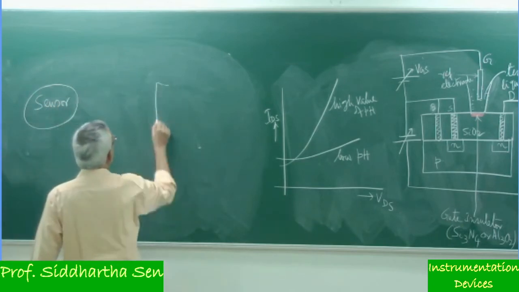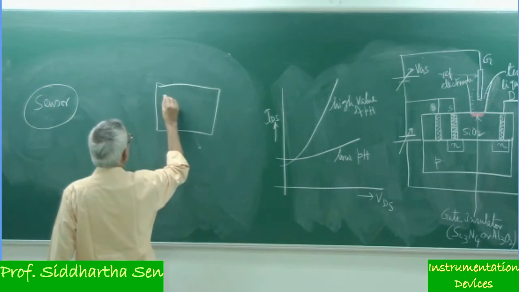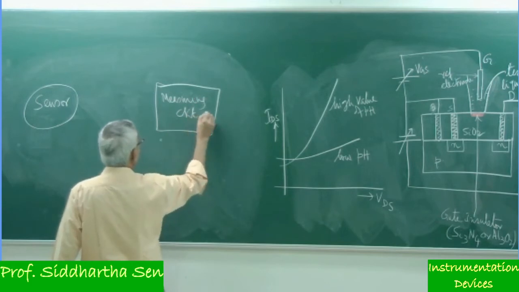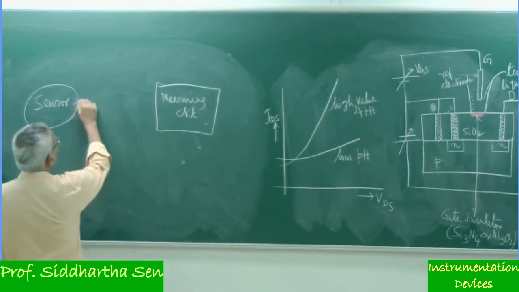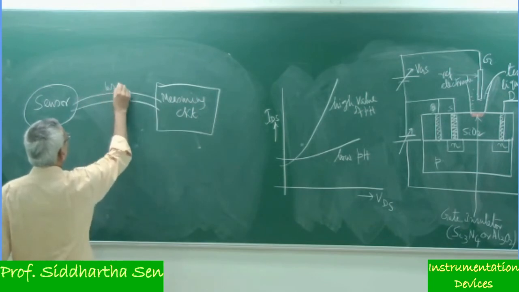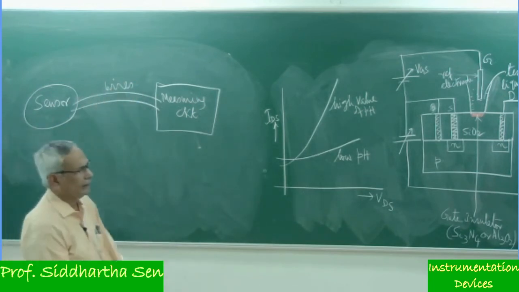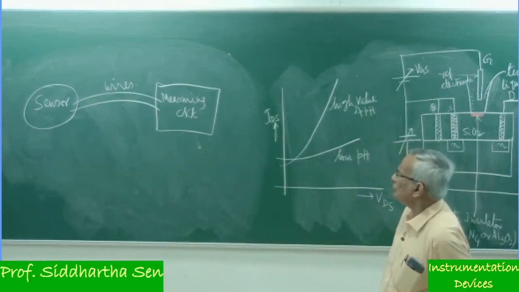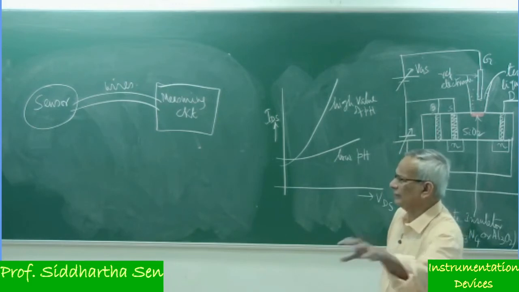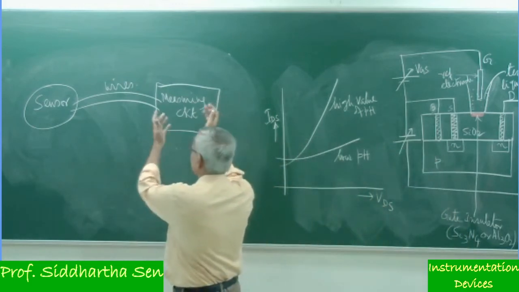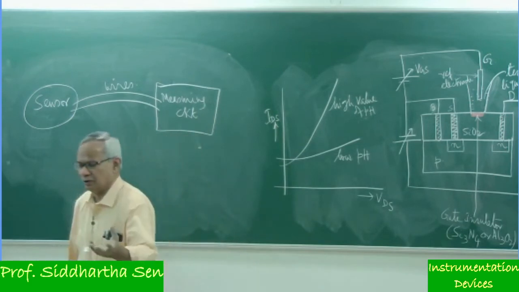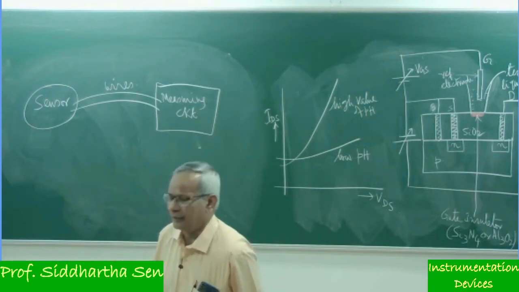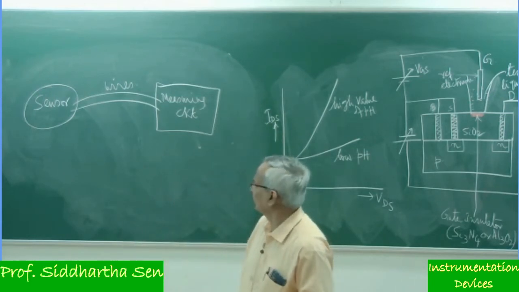Here is your sensor and this is your signal conditioning or measuring circuit. These two we normally connect through wires. Earlier we used to connect, and normally still do: the sensor is one entity, we have another measuring circuit or a PCB, and it is connected through a bunch of wires like this.